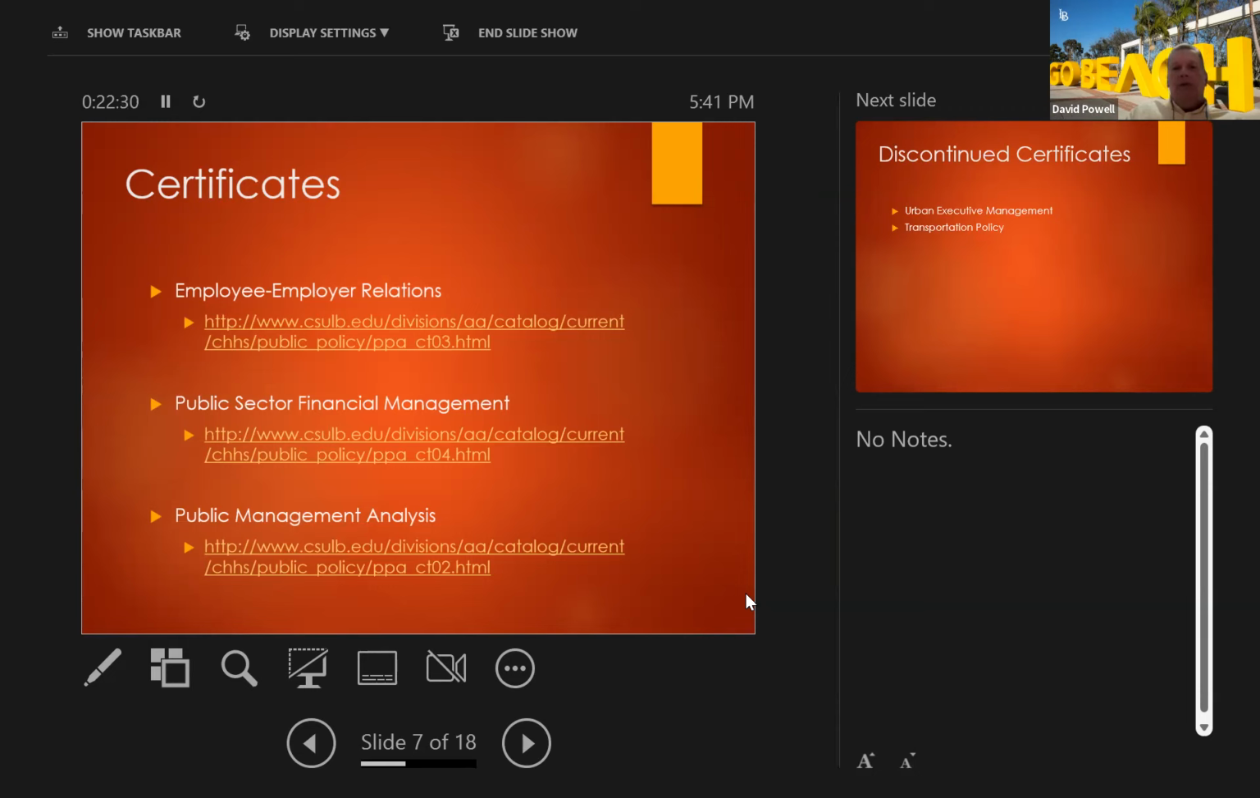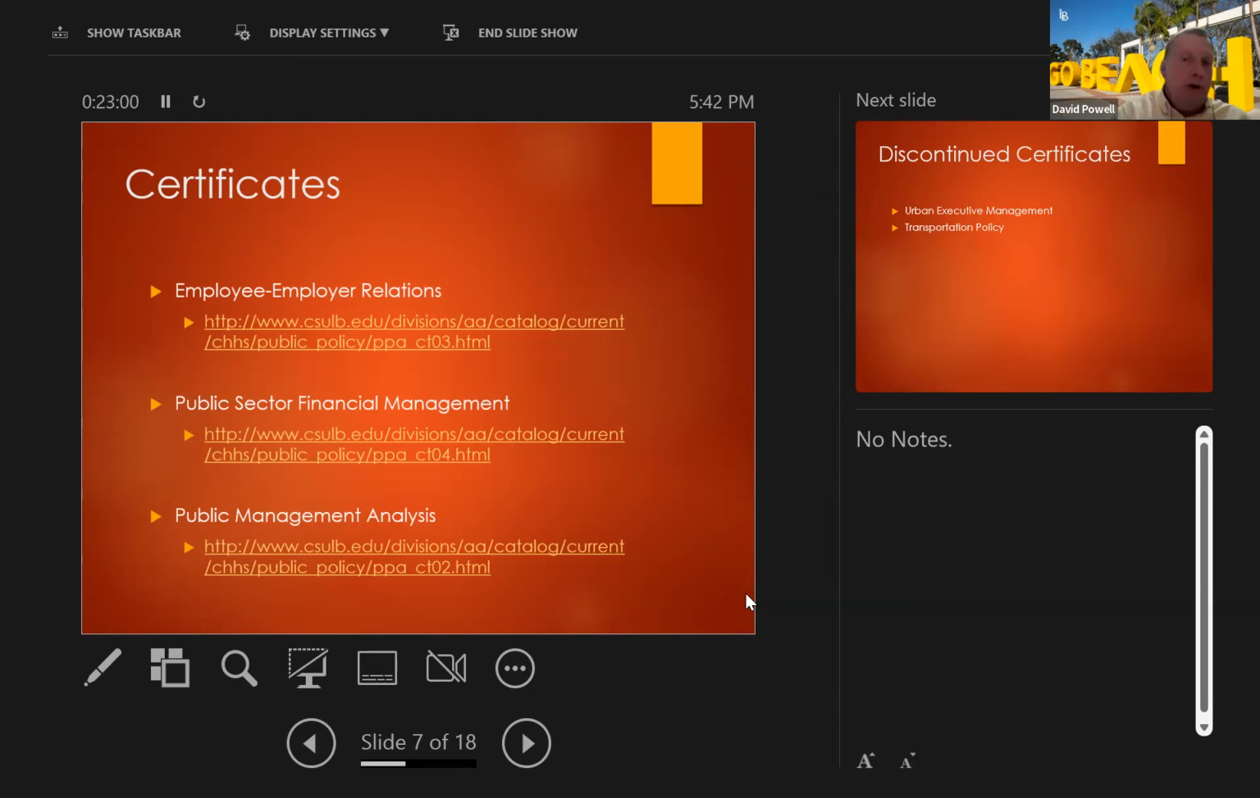And with the public management analysis certificate, we also tend to have maybe 1 or 2 people in that certificate program. Again, because the courses aren't offered that frequently for the management analysis program. There are some microcomputing courses in that program, 521, 522, that we really don't offer anymore. 523, the GIS class, which we offer very infrequently. So those 2 certificates aren't serviced as well as the employee-employer relations certificate.